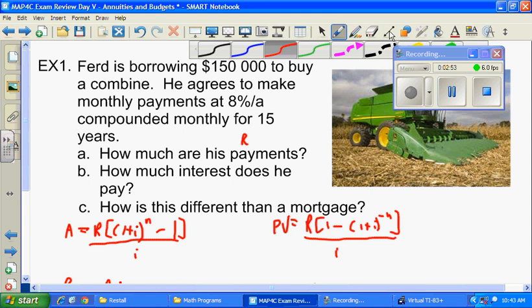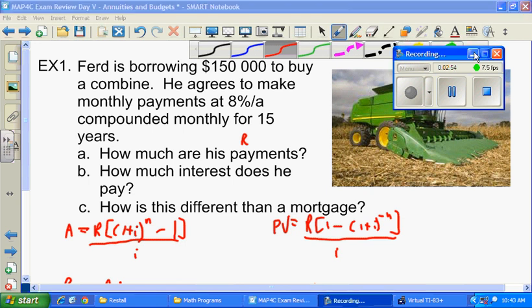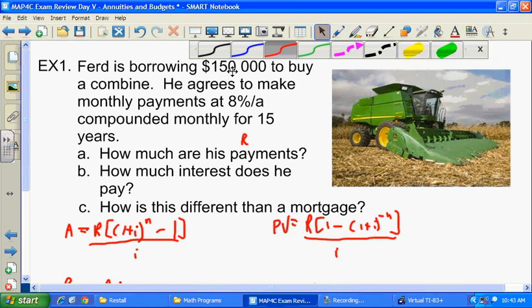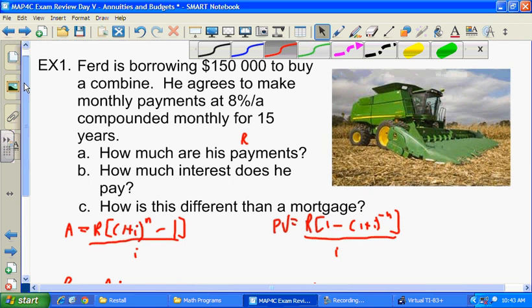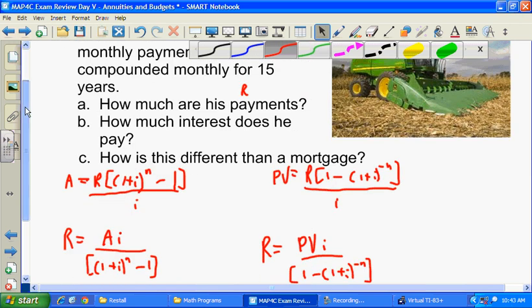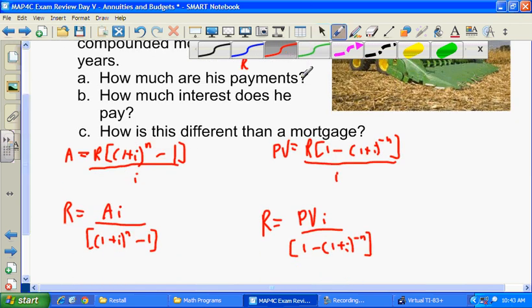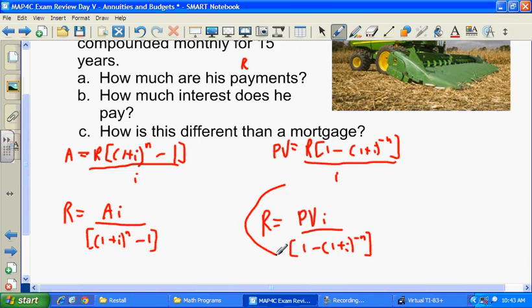Well, it's at the start, right? $150,000 is what Ferd would have to have if he got the combine. Then the payments came after his purchase. So the $150,000 is the amount now. So we are going to pick this formula right here. This formula right here.